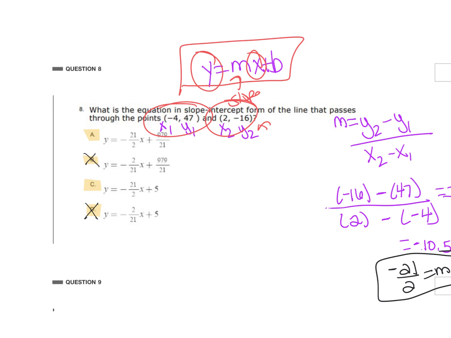So I'm going to plug the point into slope-intercept form. Let me write it down here. y equals mx plus b. So for my y, I have negative 16. For my slope, I have negative 21 over 2. My x value is 2, and then I have plus b. So I'm going to go back into Desmos because here I have my fraction, my negative 21 over 2, and I am multiplying that by 2. Desmos tells me that that is negative 21.